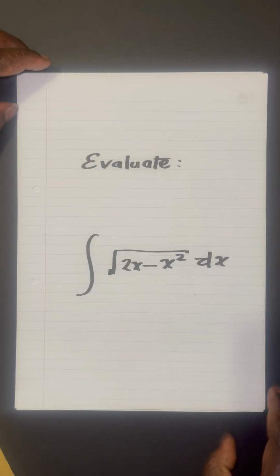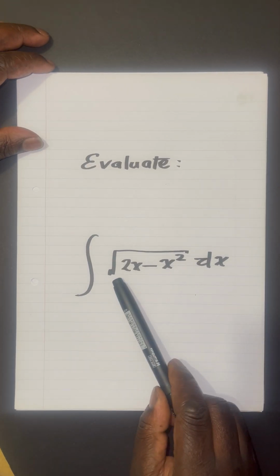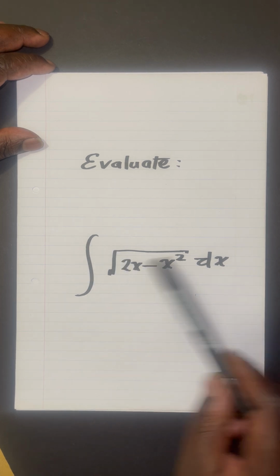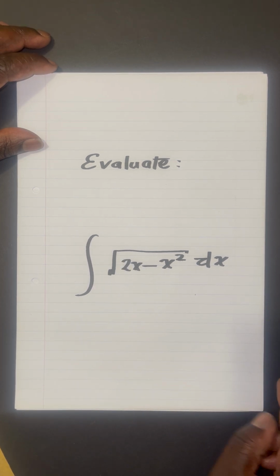In this video I have one integral that I would like to look at, and that's the integral of the square root of 2x minus x squared dx. We are to evaluate this. Now where do we start from?